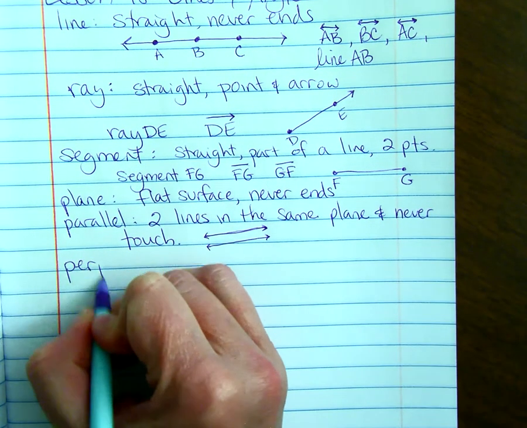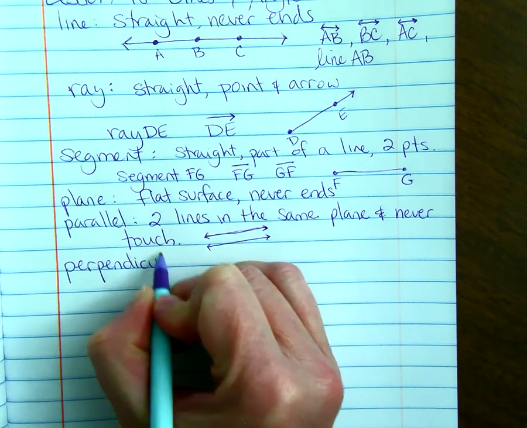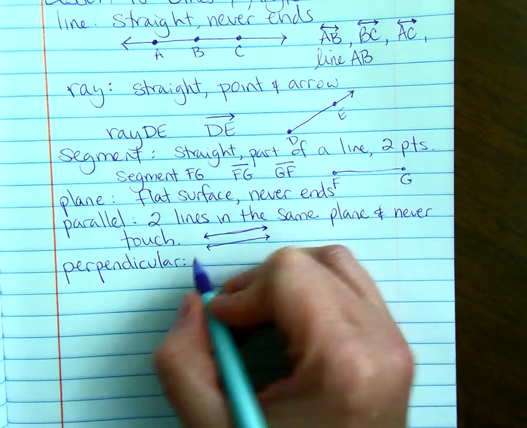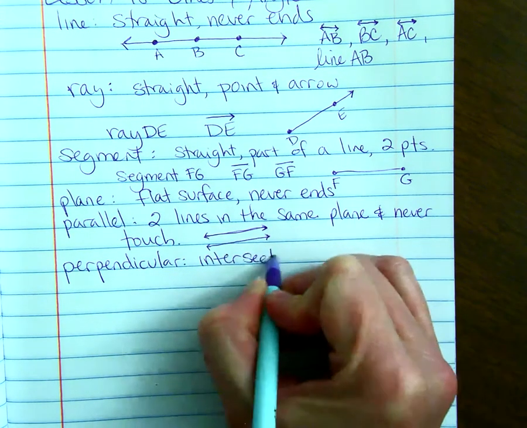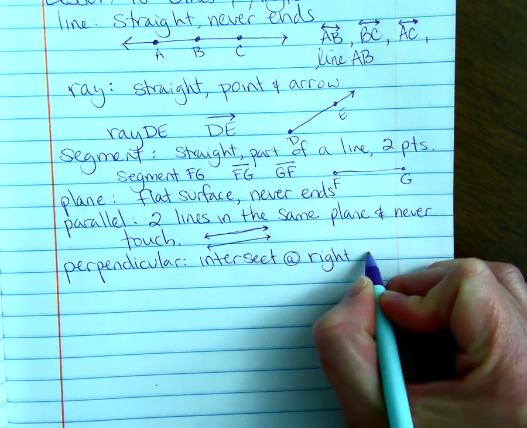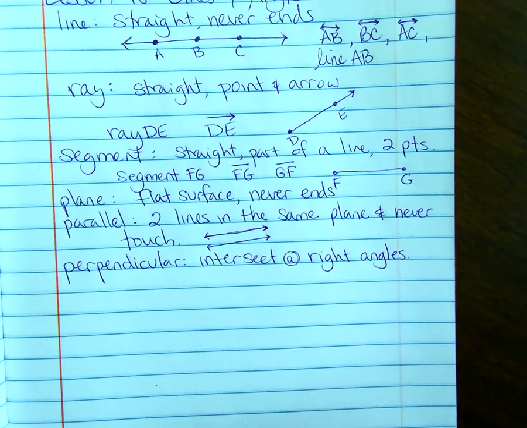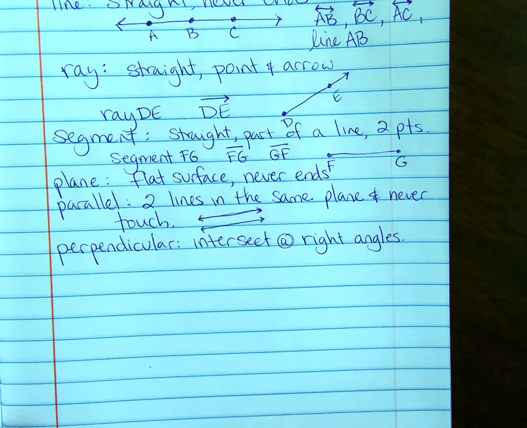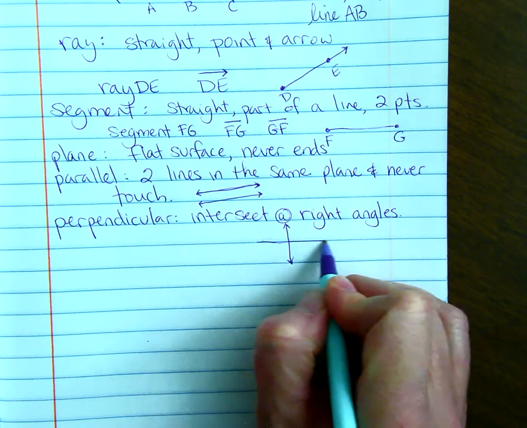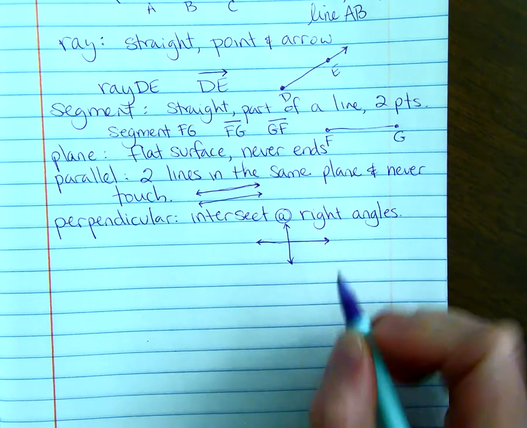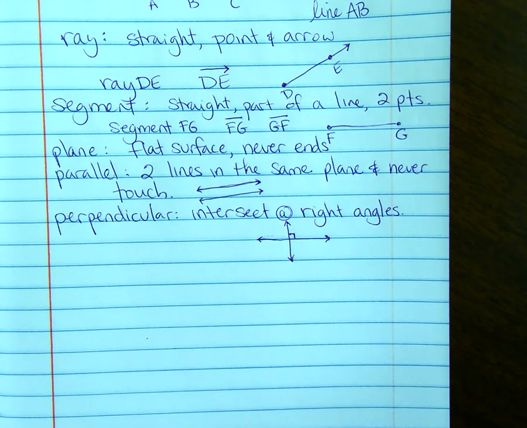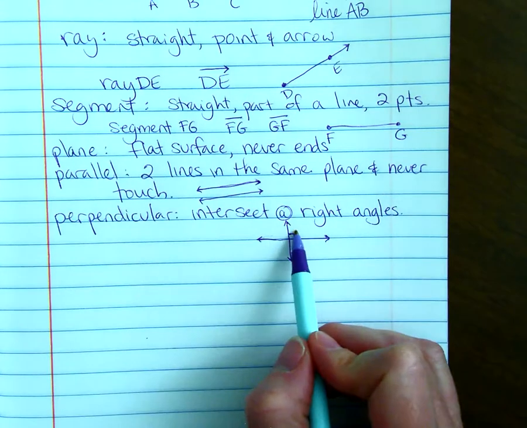We also have what's called perpendicular lines. Perpendicular lines intersect at right angles. That's how you know that 2 lines are perpendicular, if you see a right angle. So we're going to draw perpendicular lines, and maybe I don't draw it exactly 90 degrees, but if I put a little box right here, then it's 90 degrees. So these 2 lines are perpendicular because there's a 90-degree angle right there.